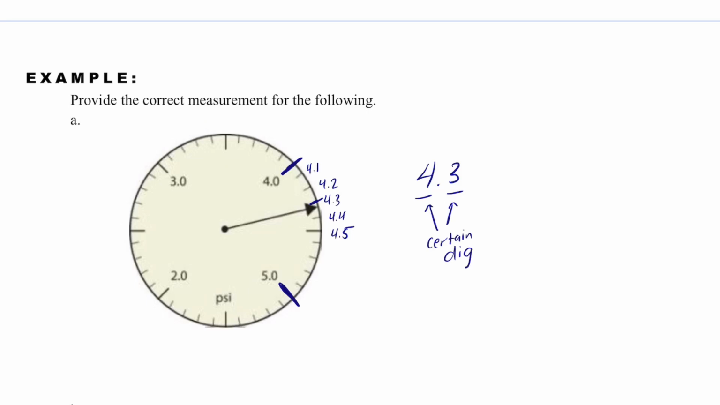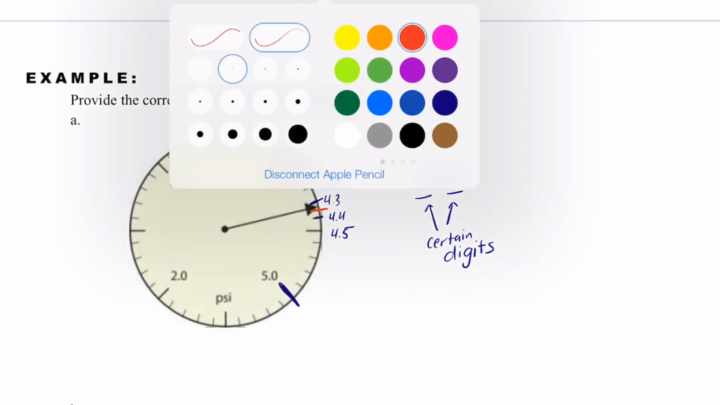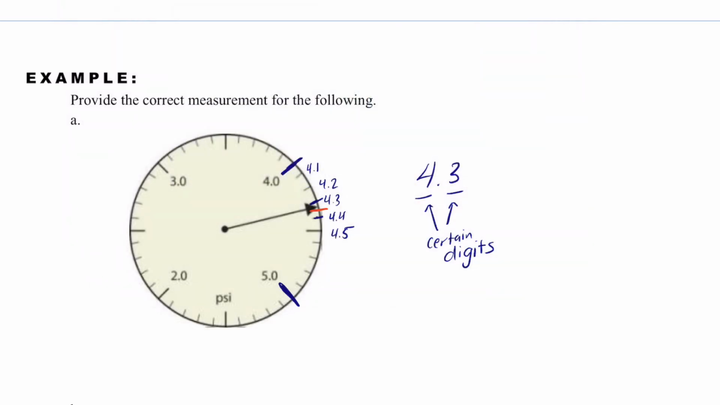And I know that because I have the markings to help me. But there's no markings between 4.3 and 4.4, so I can't tell with a great level of certainty what that next digit would be. And so I'm going to estimate. I'm going to say, and I might do it in red here, that this might be about halfway. And so since the dial looks like it's not yet halfway, I might estimate this to be 4.33, and then the units is PSI, or pounds per square inch.